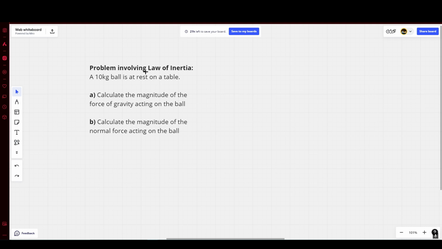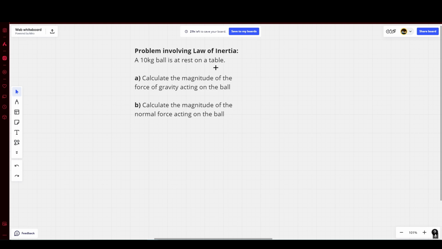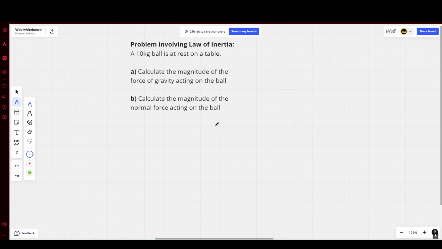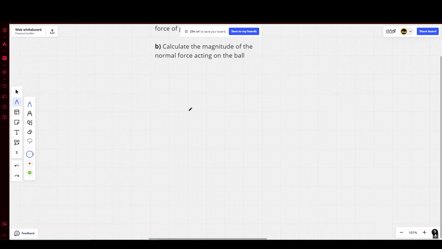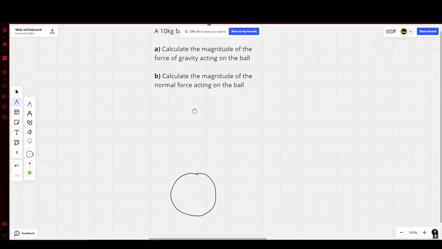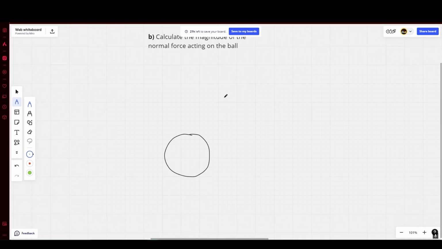So the first problem involves the law of inertia, Newton's first law. The problem says a 10 kilogram ball is at rest on a table. A, we need to calculate the magnitude of the force of gravity acting on the ball. So first of all, we will draw a free body diagram of the ball. We know that it's a ball, obviously, so we're going to draw a circle. And we know that it is at rest on a table, so it's not moving, it's not accelerating.